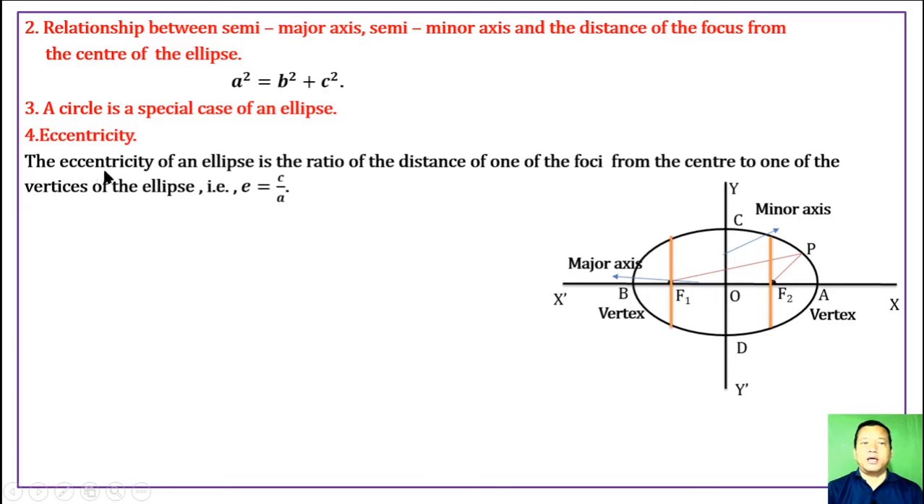Eccentricity. The eccentricity of an ellipse is the ratio of the distance of one of the foci from the center to one of the vertices of the ellipse.